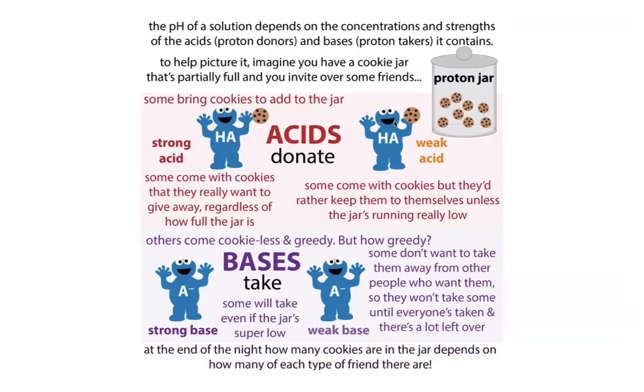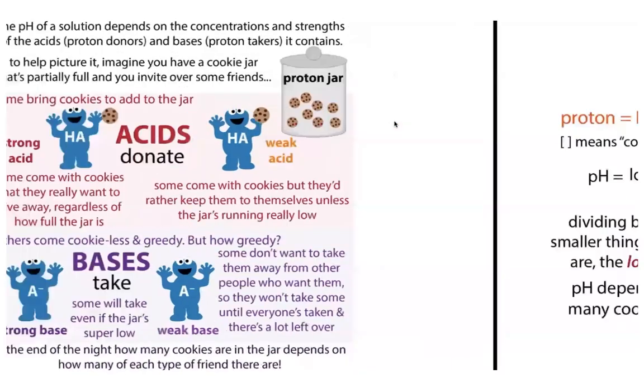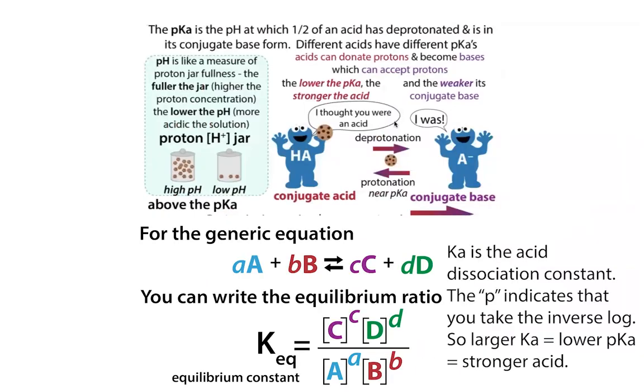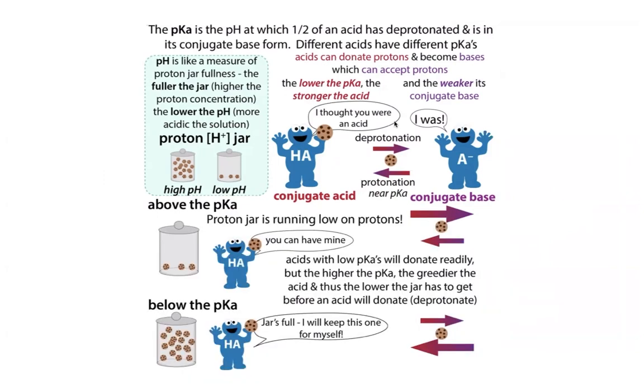And so how do we describe greediness or generosity? Well, typically we describe it in terms of the generosity because we're talking about the acid. We have a value called the pKa, which is the dissociation constant of the acid. So it's telling you how much of the acid is going to deprotonate when you get to equilibrium. And at the pKa, this is also the pH at which half of it is deprotonated and is thus in its conjugate base form. So half of that acid has given up its cookie and is in the conjugate base form at that pH.